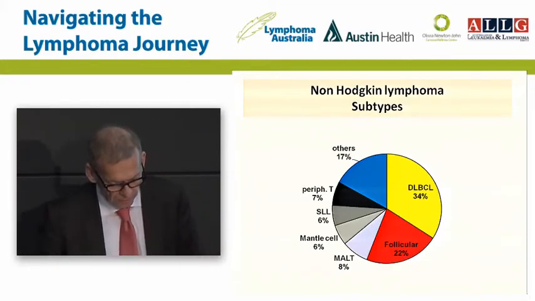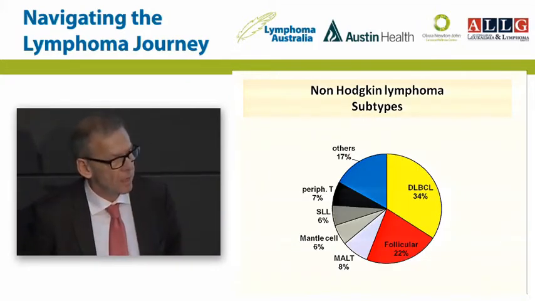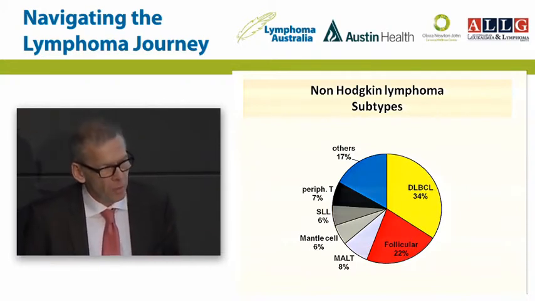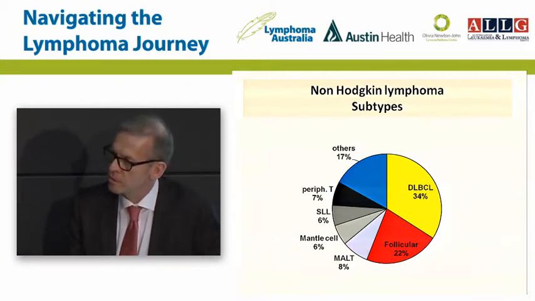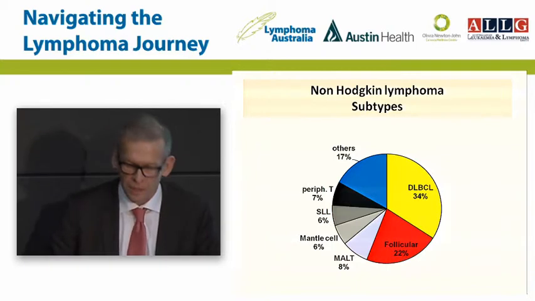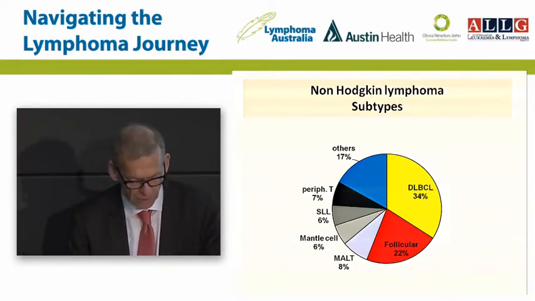And this is showing you the subtypes. The yellow one is aggressive lymphoma, diffuse large B-cell lymphoma. This is going to be my first topic, and the red one is follicular lymphoma. This is going to be my second topic, and then, as I said later on, it's Hodgkin's in the breakout session.